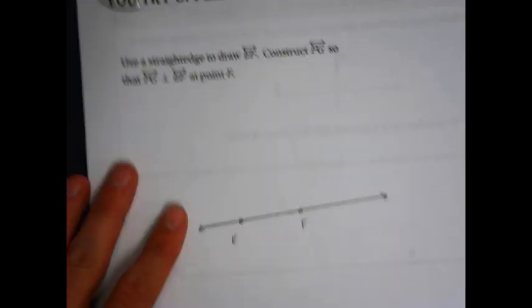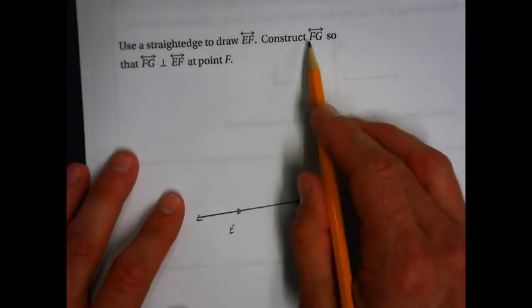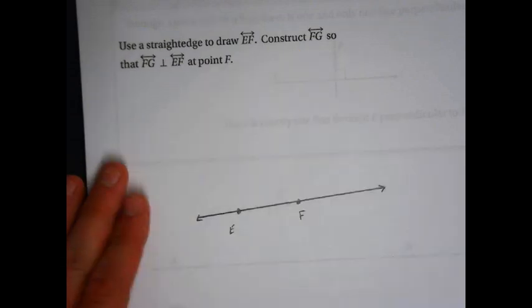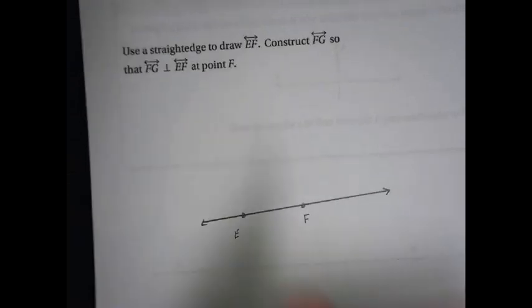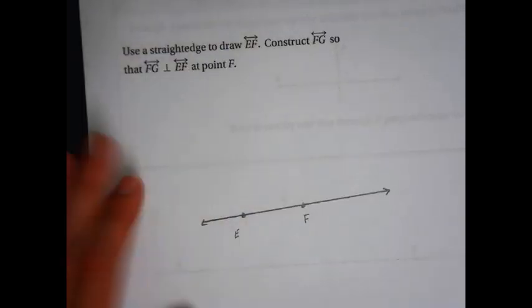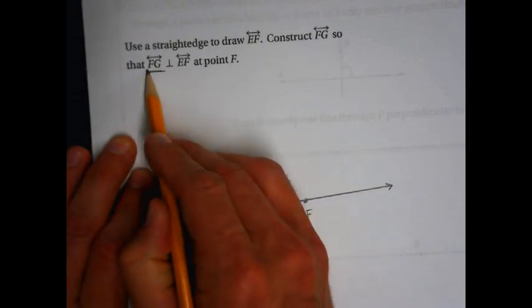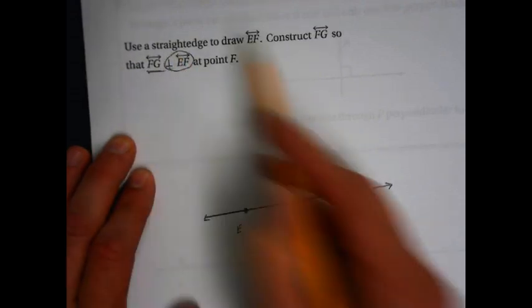And then the instructions say, well, now we're going to construct FG so that FG is perpendicular to EF. So now we have this new point G somewhere, but here's the deal. FG, wherever G is going to be, is perpendicular to EF. So we're going to draw a perpendicular to EF through point F.